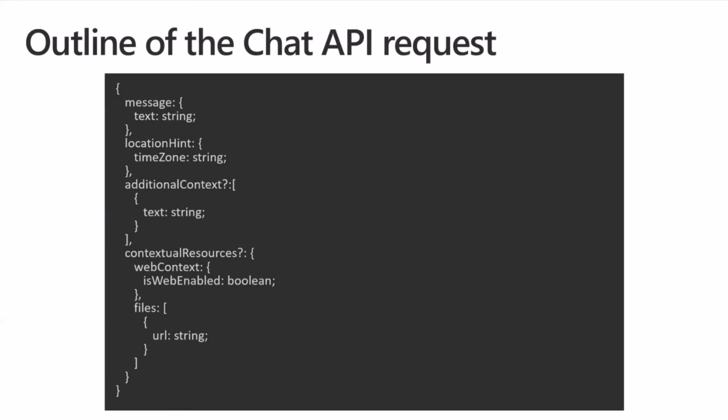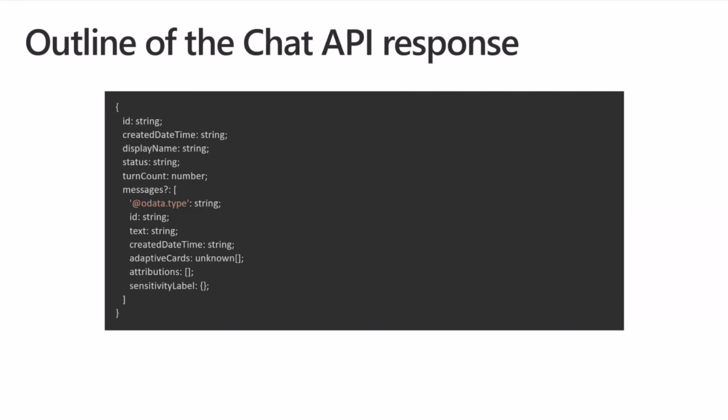So by setting the isWebEnabled in the web context, you can switch on or off the options to rely also on the web content available through Microsoft Bing. And then you can also provide a list of files that you can use as grounding data, as additional information for your prompt, so that you will instruct Copilot to simply target the files, the URLs that you provide through this array of files.